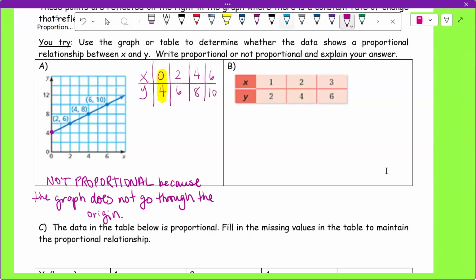But we could prove it even more. If I simplify 2/6, I get 1/3. If I simplify 4/8, 4 goes into 4 once, 4 goes into 8 twice. 1/3 is not equivalent to 1/2, so we don't have equivalent ratios. We also don't have a constant rate of change, right? This is increasing by 2.